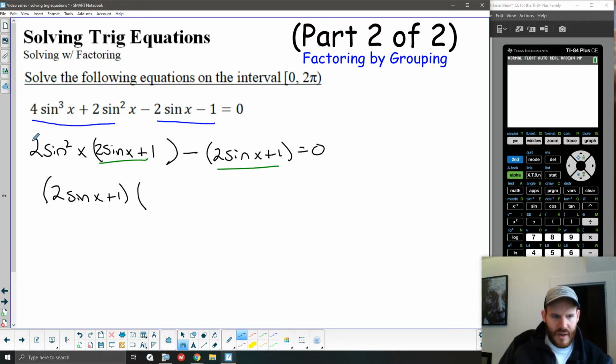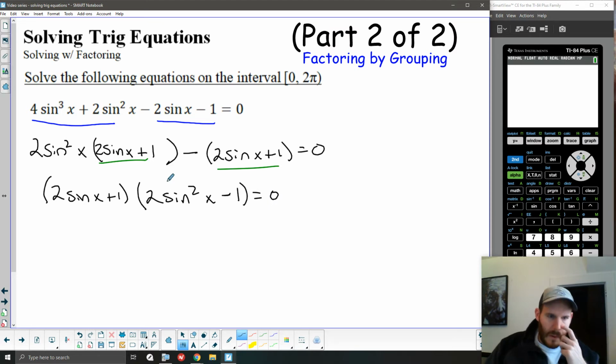And when I factor that out, I'll be left with 2 sine squared x. And then really there's a coefficient of 1 here. So it'll be minus 1 equals 0. Well, we've successfully factored it. So now once I have it in factored form equal to 0, I can use the zero product property.